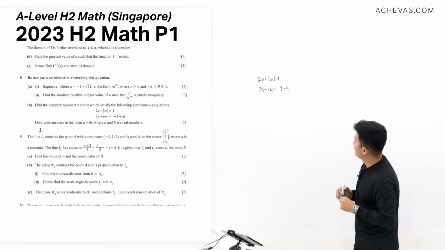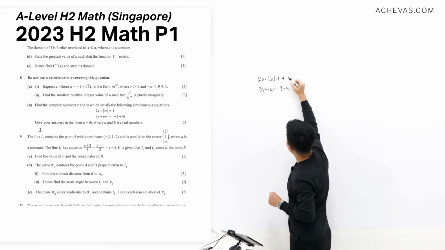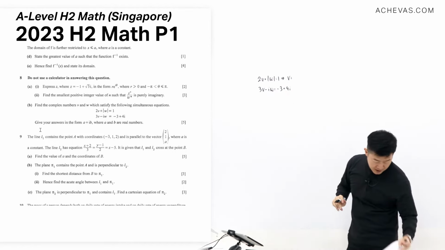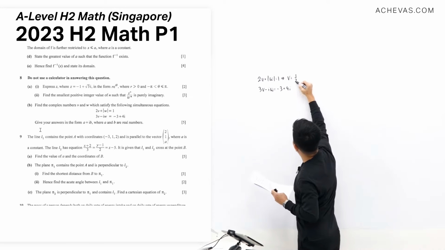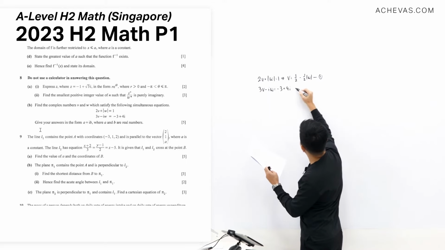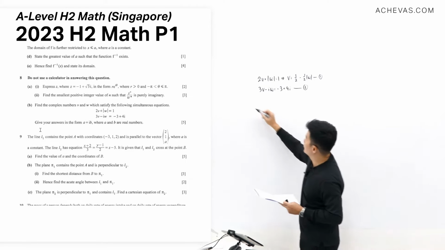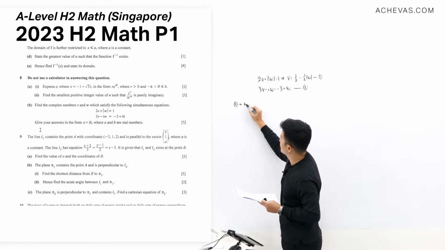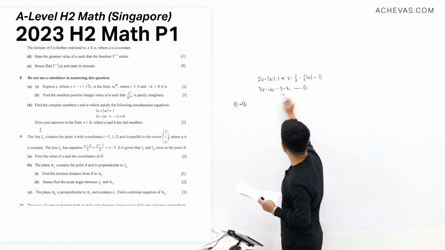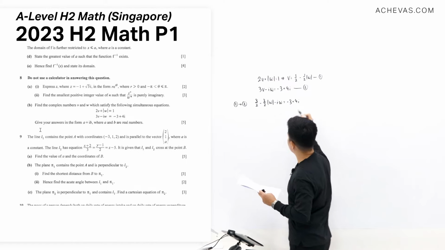In order for me to solve this, I'm going to make v the subject and substitute back into here. So v is going to be equal to half minus half modulus of w. I'm going to call this equation number 1, and this equation number 2. I am going to substitute equation number 1 into equation number 2, giving me 3 times this. So we will have 3 over 2 minus 3 over 2 modulus of w minus iw is negative 3 plus 4i.